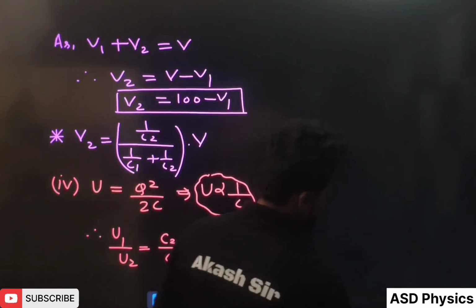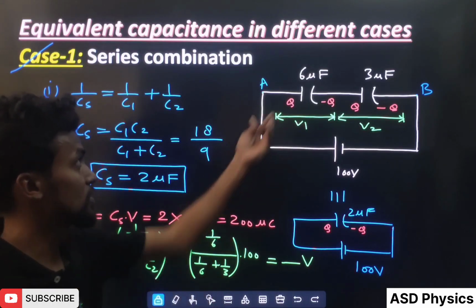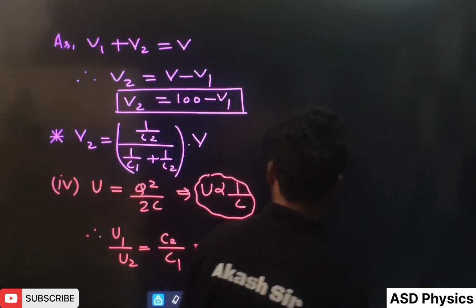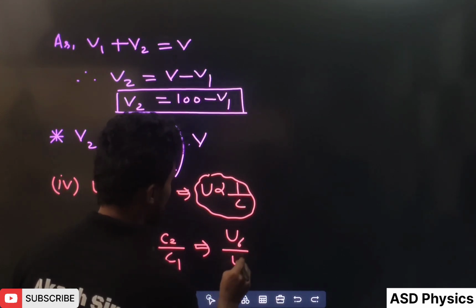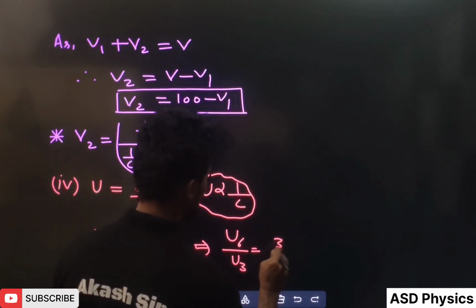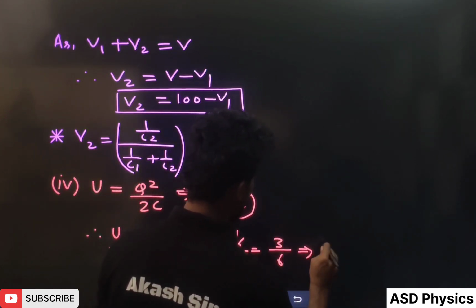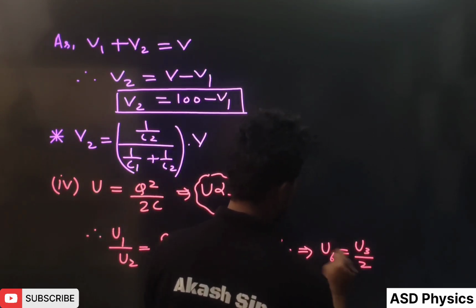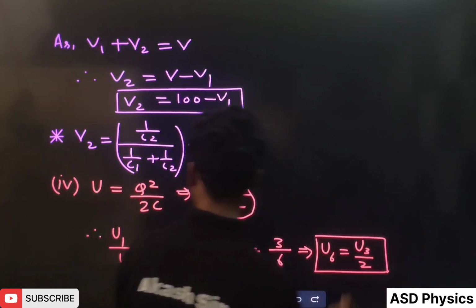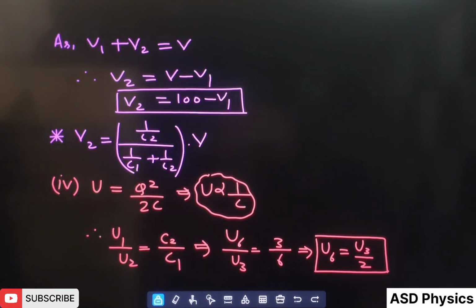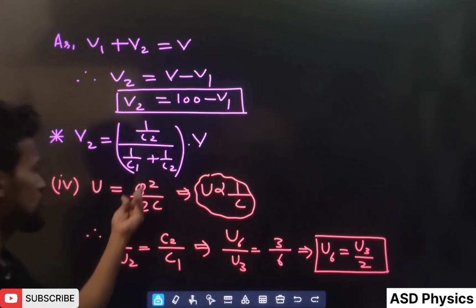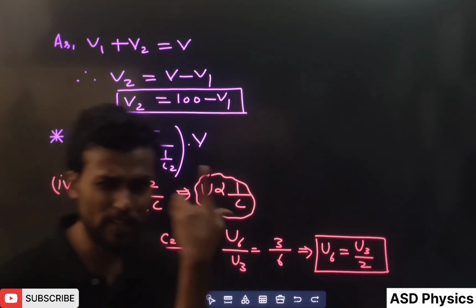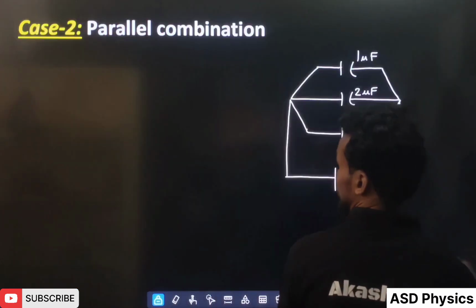That means if I want to calculate the potential energy ratio, let's take 6 to 3. So U6 by U3 is given by 3 by 6, and here we can say U6 is equal to U3 by 2. That means the 6 microfarad capacitor will store half of the energy compared to the 3 microfarad capacitor. And if they ask for the value, you can directly use the formula Q square by 2C. Now you can get it very easily. That's not a problem.